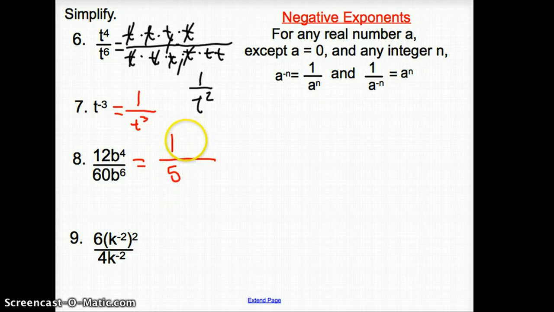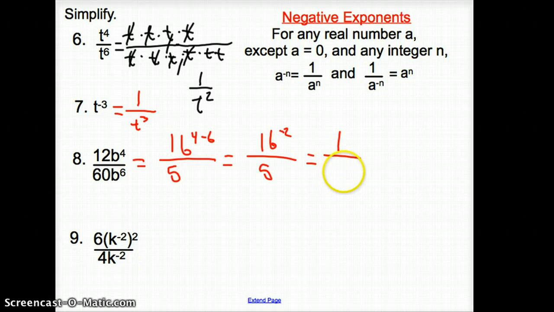Now we have b to the fourth minus 6. Well, I'm going to rewrite all of this as 1 over 5b to the negative second. Well, now we have b to the negative second on top, right? Now it's a negative exponent. What happens with a negative exponent on top? It moves to the bottom and becomes positive, so it's going to be 1 all over 5b to the second.